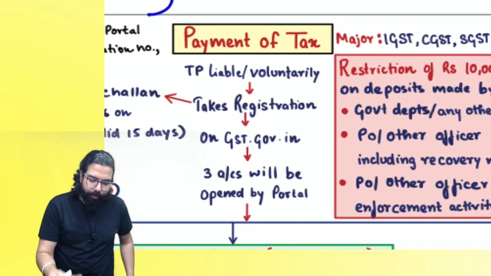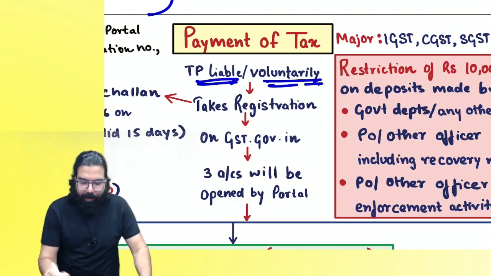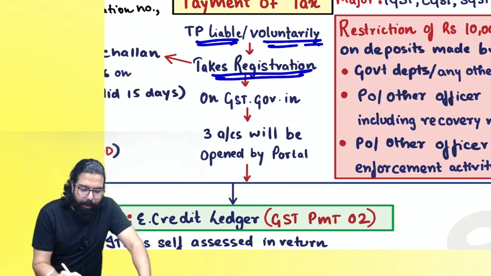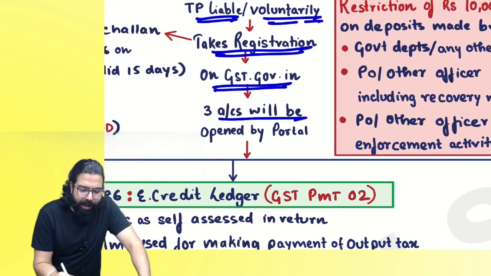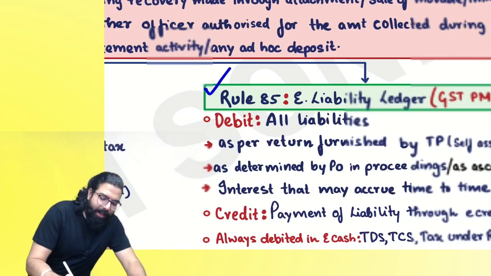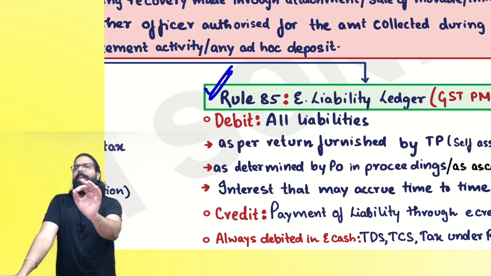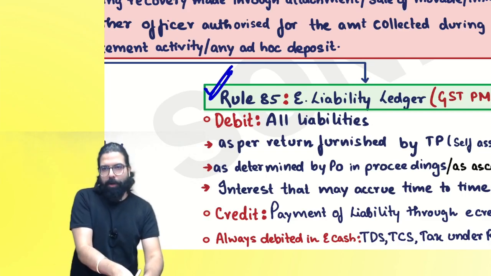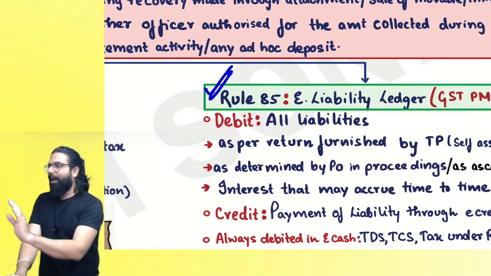Everyone over here, when a taxable person became liable or voluntarily goes online and takes registration on gst.gov.in, 3 accounts get opened automatically. What are the 3 accounts, everyone? The first is the e-liability ledger. The e-liability ledger is maintained as per rule number 85. Okay, let it be. We are not bothered about it. We are bothered about the e-liability ledger.